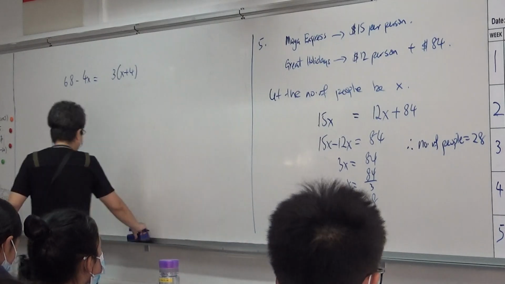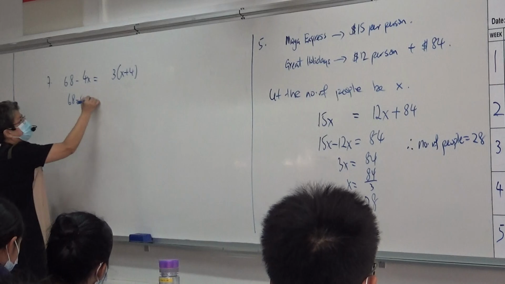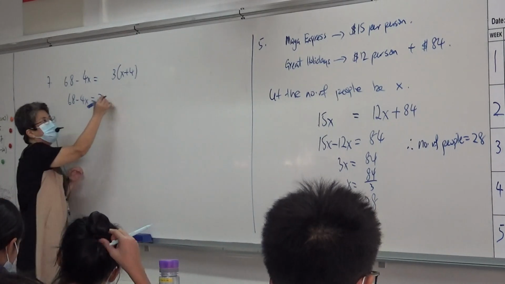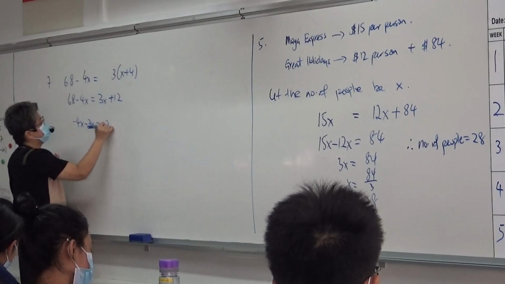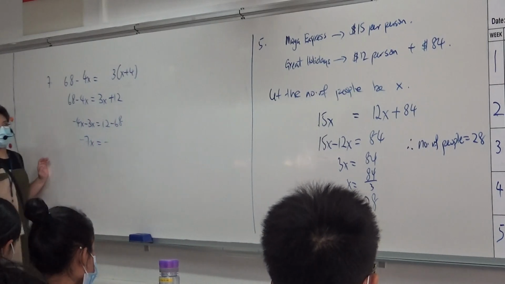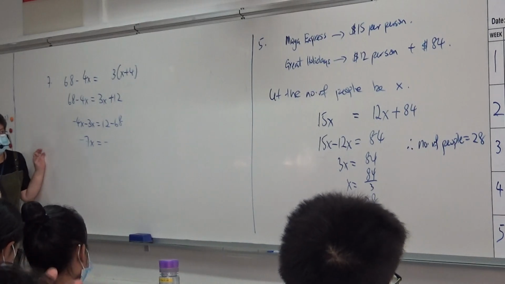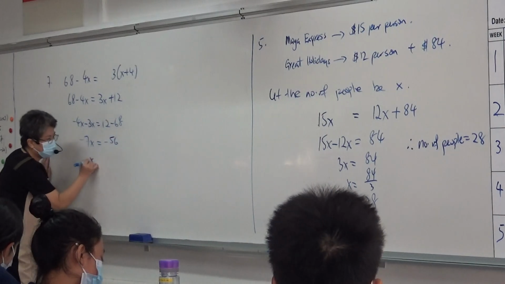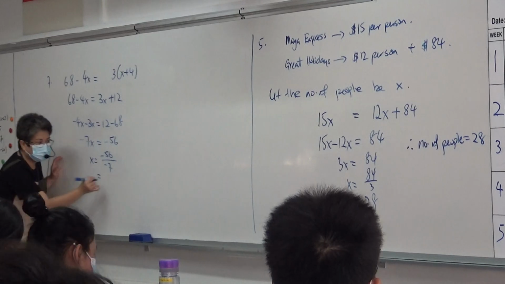Now, when I'm going to solve this question 7, 68 minus 4x equals to 3x plus 12. What's the next step? Plus 12. Very good. Minus 4x minus 3x equals to 12 minus 68. This is negative 7x equals to negative 56. Okay? So x will be negative 56 over negative 7. Answer is 8.